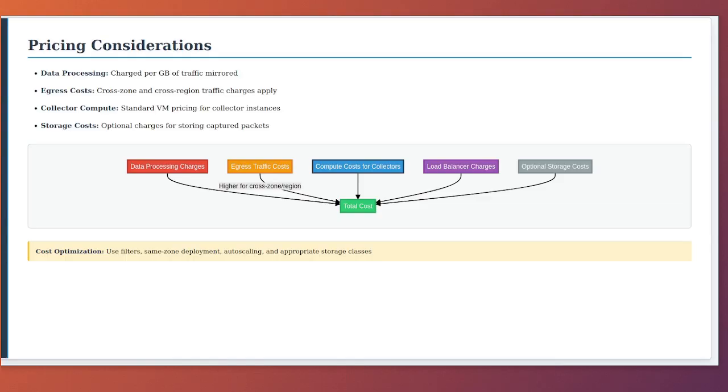keep collectors in the same zone as sources when possible to avoid inter-zone egress charges. Third, right-size your collector instances. Use auto-scaling in your instance groups so you're only running the capacity you need. Fourth, consider your packet storage strategy carefully. You might store packets in nearline or cold-line storage classes if you only need them for occasional investigation rather than keeping everything in standard storage.